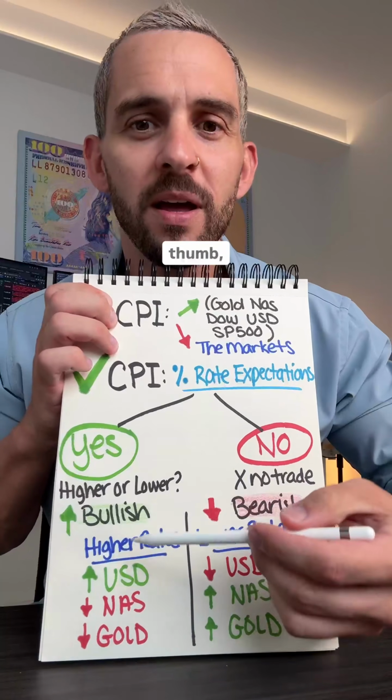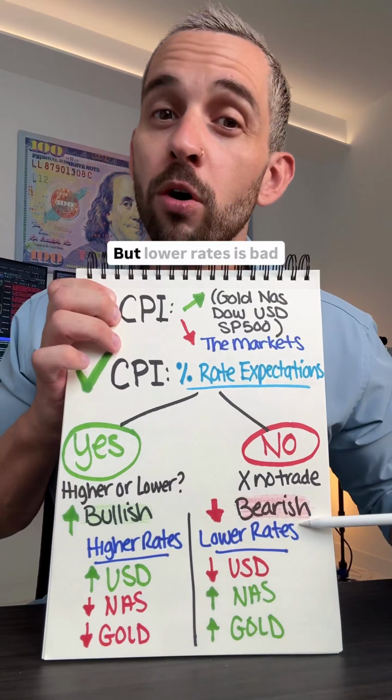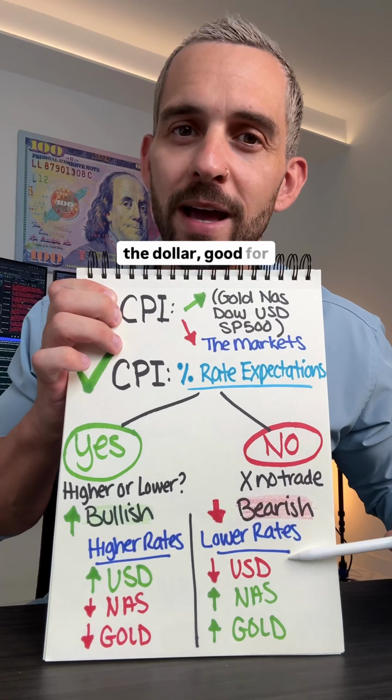And just as a rule of thumb, higher rates is typically good for the dollar, bad for NAS and bad for gold, but lower rates is bad for the dollar, good for NAS, good for gold.